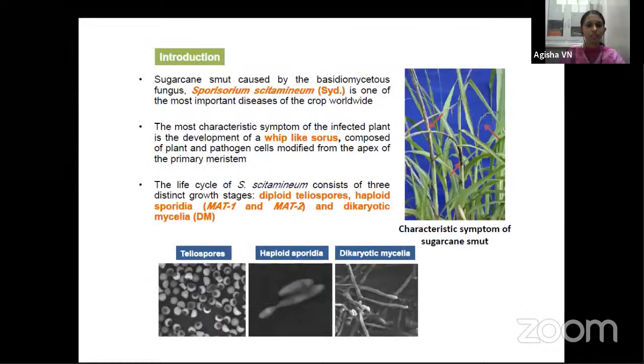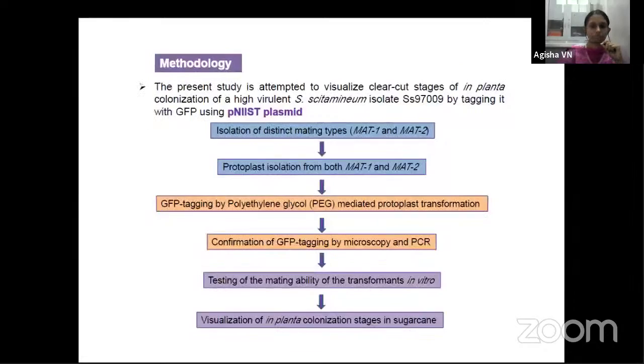Coming to the introduction, sugarcane smut caused by the Basidiomycete fungus Sporisorium scitamineum is one of the most important diseases of the crop worldwide. The most characteristic symptom of the infected plant is the development of a whip-like sorus composed of plant and pathogen cells, modified from the apex of the primary meristem. The life cycle of S. scitamineum consists of 3 distinct stages: diploid teleospores, haploid sporidia, which are of 2 mating types, MAT1 and MAT2, and dikaryotic mycelia.